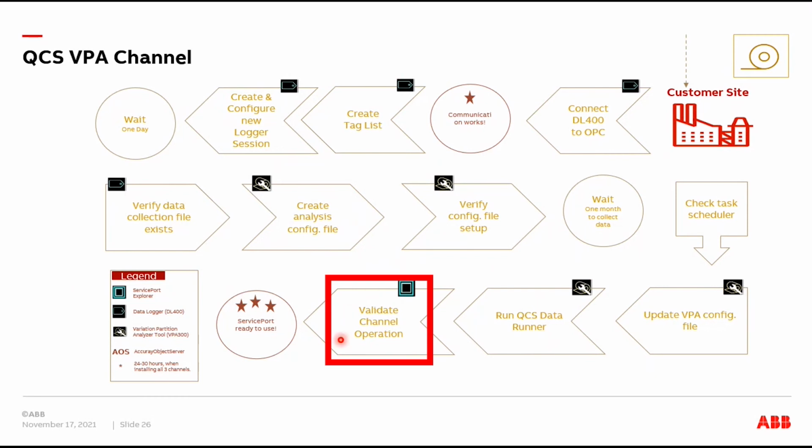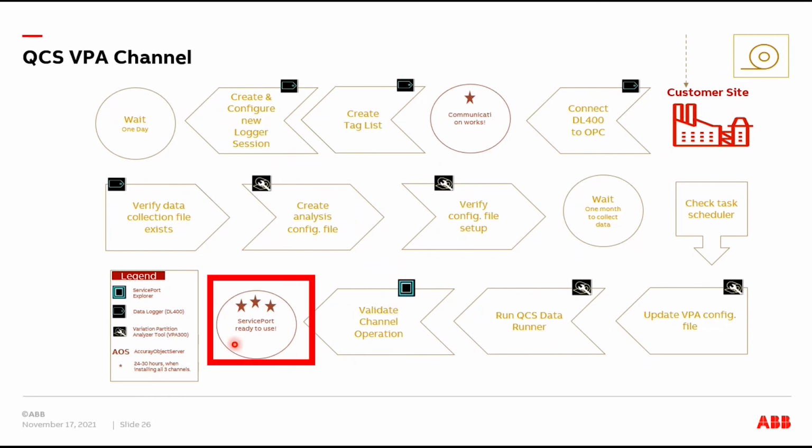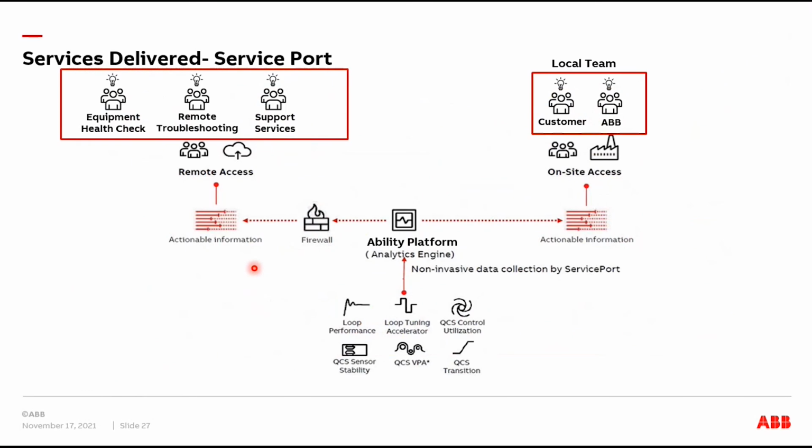We will validate the channel operation, and then the service port is ready to use. Later on, we can also create some track rules based on the requirement to identify some known issues or some of the issues we have to monitor, based on the analysis we have done. These track rules can also be imported directly if we have some saved ones from other sites or from previous experience. So how is this service delivered?